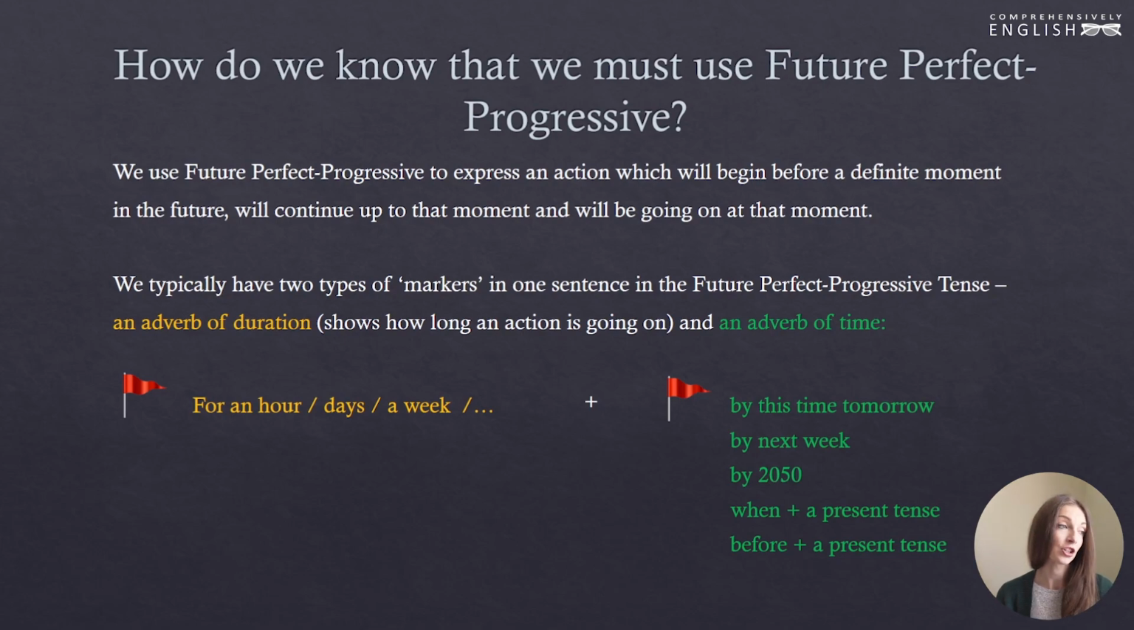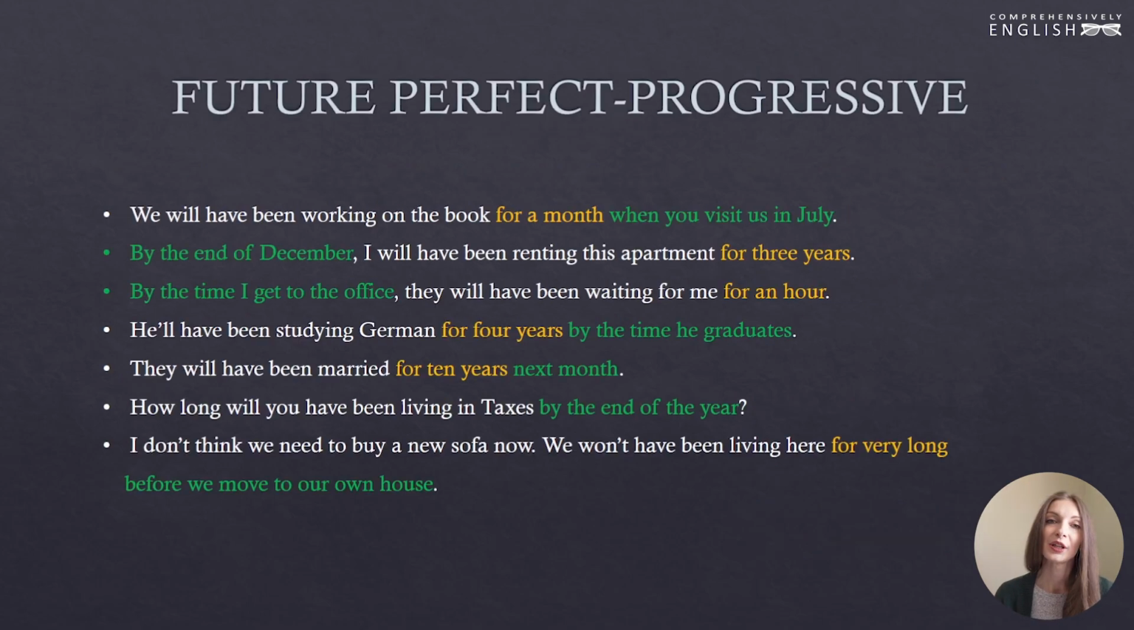Adverbs of duration are for an hour, for days, for a week, for a month, and so on and so forth. And adverbs of time are by this time tomorrow, by next week, by 2050, when plus a present tense, or before plus a present tense. Let's look at some examples with these markers.